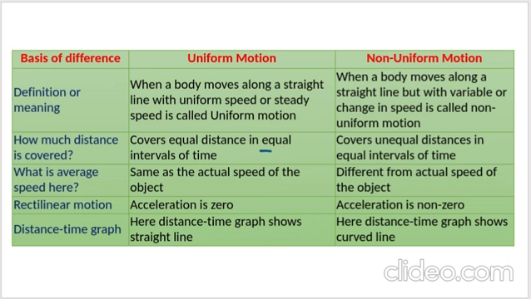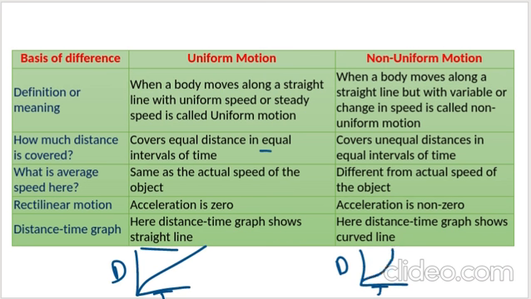Rectilinear motion, what is the acceleration? In uniform motion the acceleration is zero because it's covering equal distance in equal intervals. But in non-uniform motion it is non-zero, it can change. DT graph, as I said, uniform motion is always a straight line like this. If this is my graph, it will be like this, distance-time, correct? But when I talk about non-uniform motion, it will always be curved. So these are the differences. Again, important thing, it can come in your 5 marker questions.